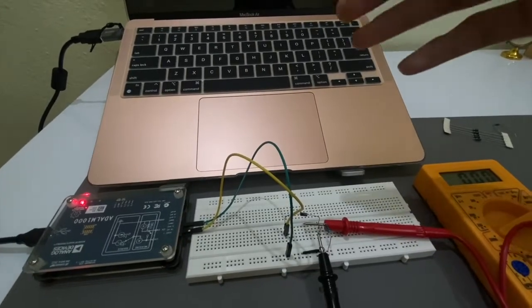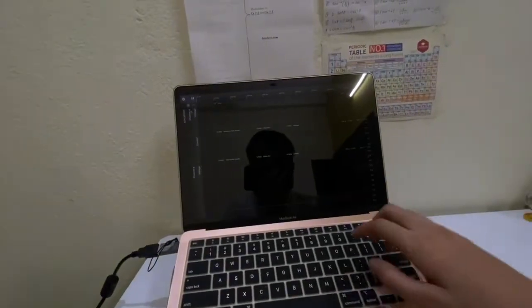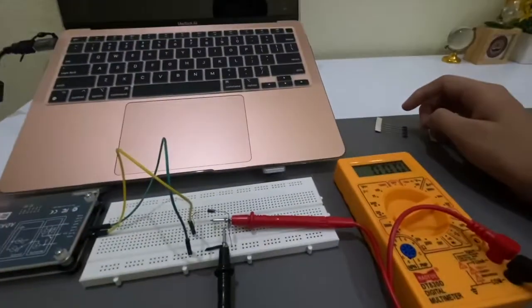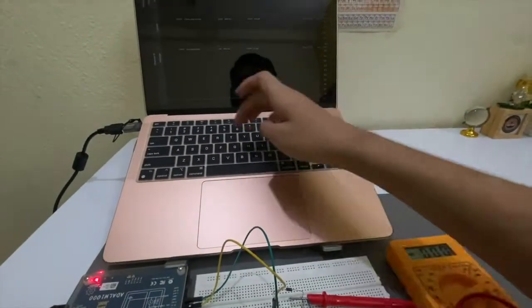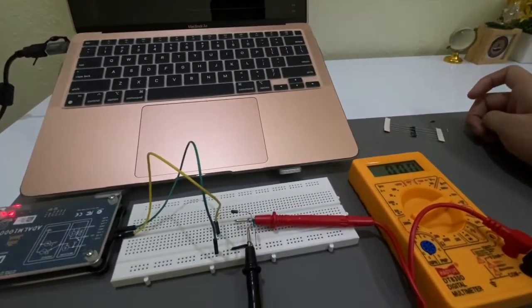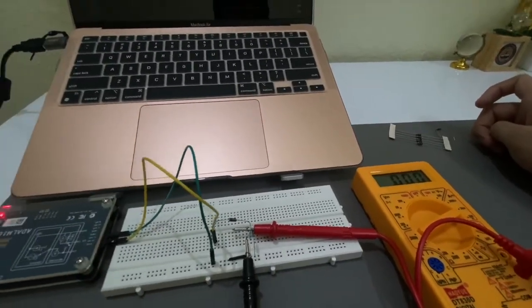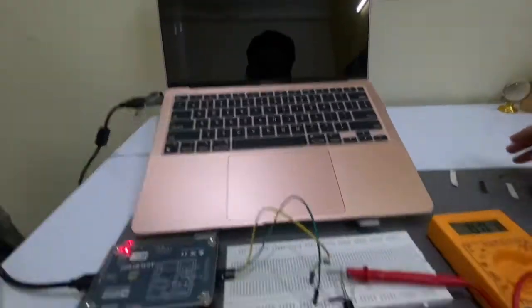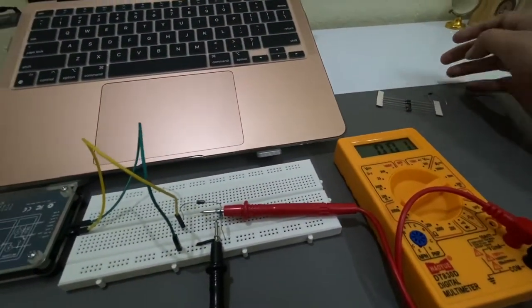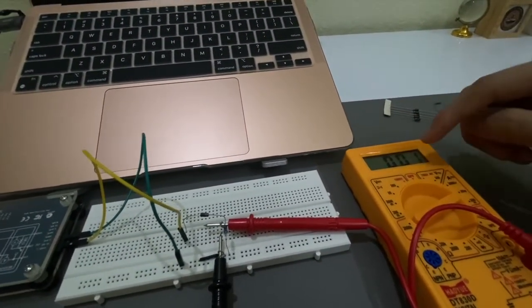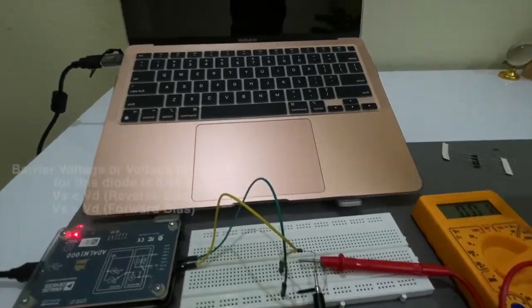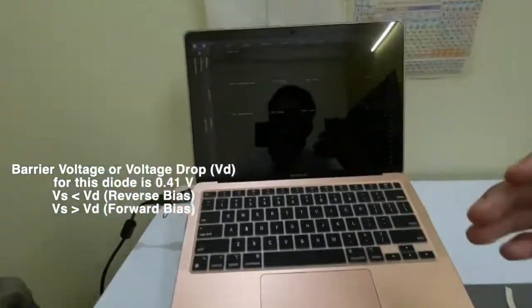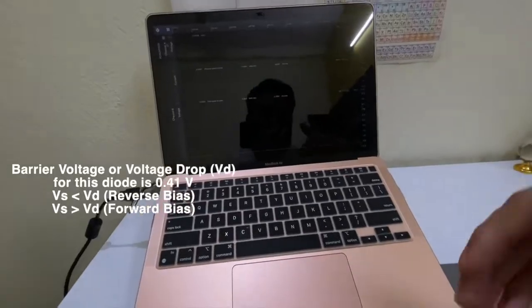So let's find the barrier voltage of this diode first. Now I set this value to 0.3 volt, but still there is no current flowing through the diode. Now I will set this value to 0.4 volt, and still there is no current, or there is some fluctuation. This means we are near the barrier voltage, or what we call voltage drop. Let's change this value to 0.42 volt. Now as we can see, the current which is flowing through this diode is 0.01 milliampere. So we found the barrier voltage of this diode, which is less than 0.42 volt. So we can say the barrier voltage of this diode is 0.41 volt.